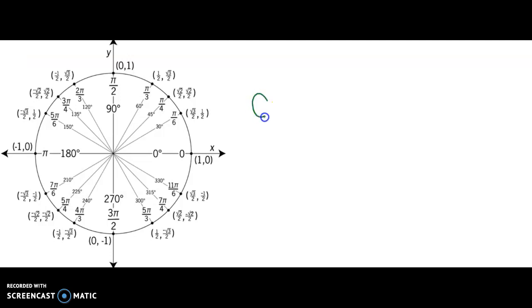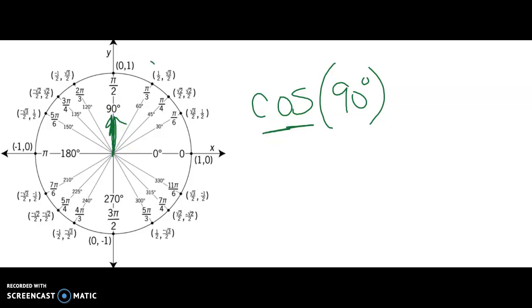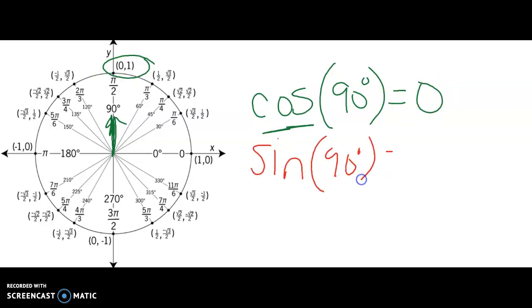What if I told you, what is cosine of 90 degrees? So you go to the angle where it's 90 degrees right here in the middle. And then you're looking at cosine, which is the x value. So what's the x value? The x value is 0. Sine of 90 degrees would be the y value, which is 1. So that's how you use the unit circle to find the values of cosine and sine.